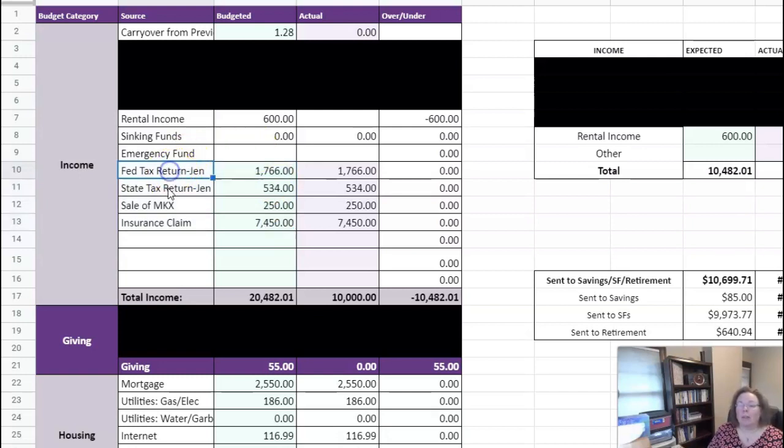So I got my federal and state tax return back, and those two total $2,300. And then we also ended up selling one of our cars for $250, and I will be talking about that when we get to the transportation section. And then we had an insurance claim for our house of $7,450 that the insurance company has paid us to repair issues with our new house.